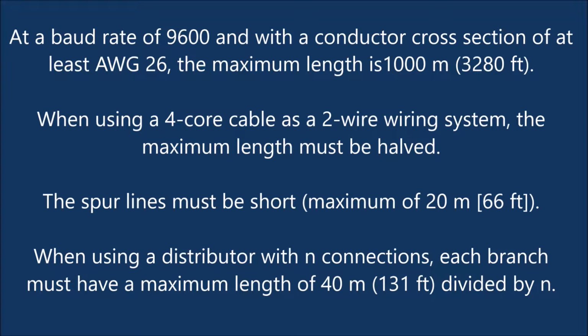At a baud rate of 9,600 and with a conductor cross-section of at least AWG26, the maximum length is 1,000 meters, 3,280 feet. When using a 4-core cable as a 2-wire wiring system, the maximum length must be halved. The spur lines must be short, maximum of 20 meters (66 feet). When using a distributor with N connections, each branch must have a maximum length of 40 meters (131 feet) divided by N.